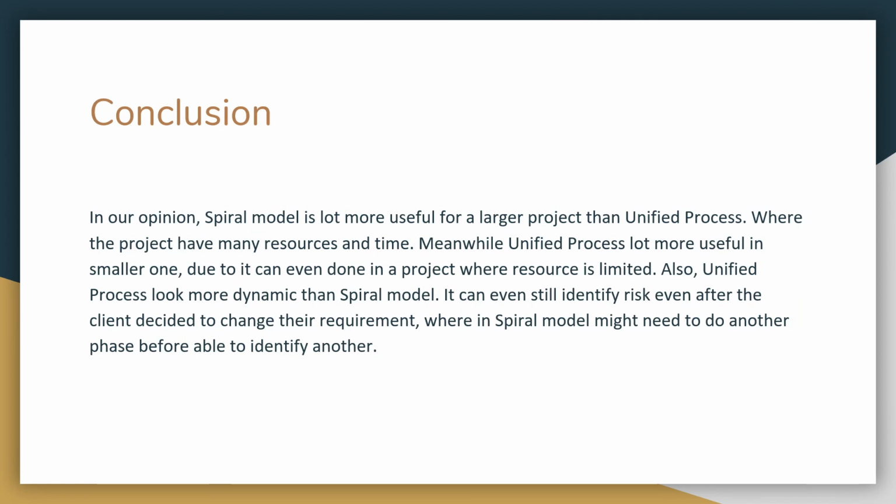Okay, next for the conclusion. In our opinion, the spiral model is much more useful for larger projects than the unified process, where the project has a lot of resources and time. Meanwhile, the unified process is much more useful in a smaller form, because it can even be done on project with limited resources.